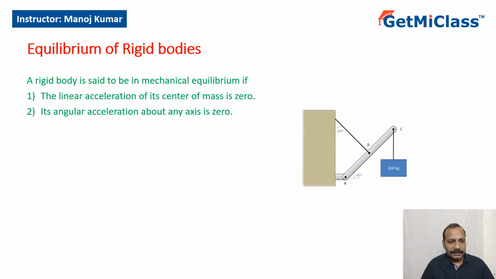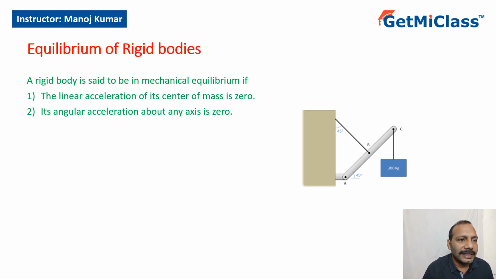After this, we look into equilibrium of rigid bodies. So under what condition do we say that a body in linear motion is in equilibrium? If the net external force acting on the system is zero, then we say that the body is in equilibrium. Now in case of rigid bodies, a body is in equilibrium when the net external torque acting on it is zero.